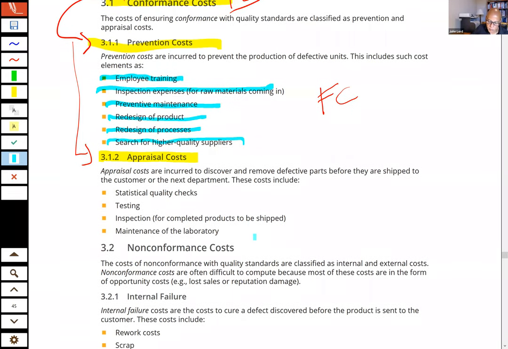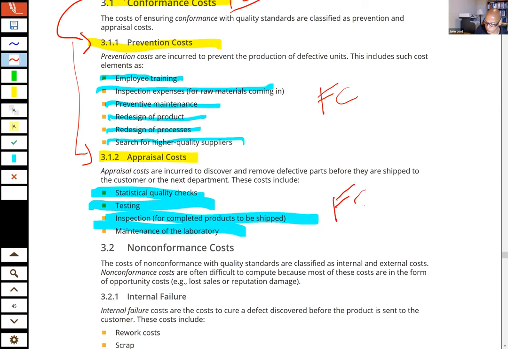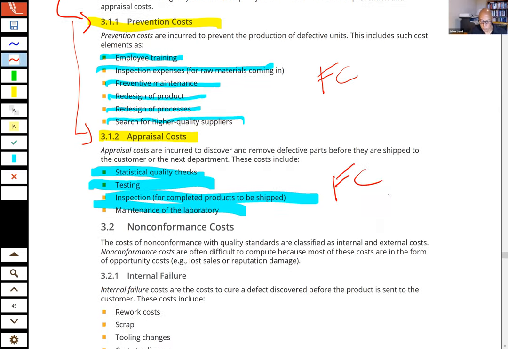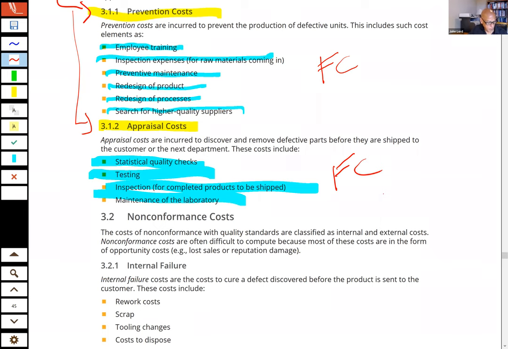Okay, appraisal costs are statistical quality checks, testing, inspection, maintenance of a laboratory that will help to keep us from making these mistakes to begin with. Okay.